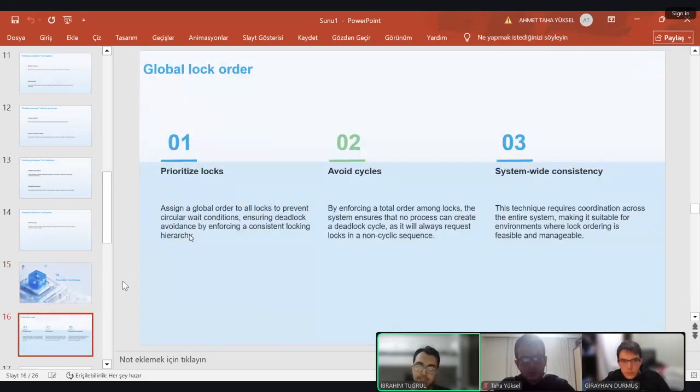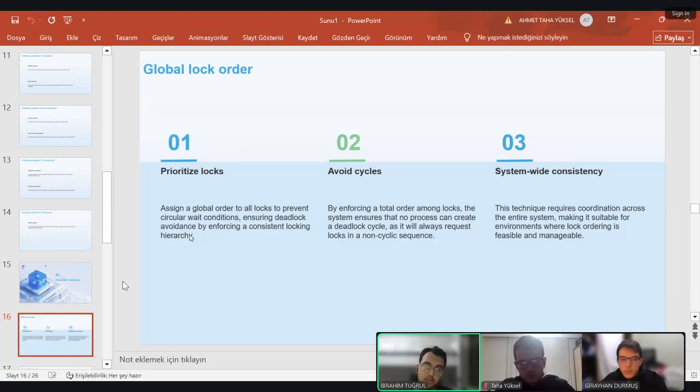We have three prevention techniques: prioritizing locks, avoiding cycles, and system-wide consistency. Assign a global order to all locks to prevent the circular wait conditions, ensuring deadlock avoidance by enforcing a consistent locking hierarchy. And the second one is avoiding cycles by enforcing a total order among locks. The system ensures that no process can create a deadlock cycle, as it will always request locks in a non-cyclic sequence. And the third one is system-wide consistency.